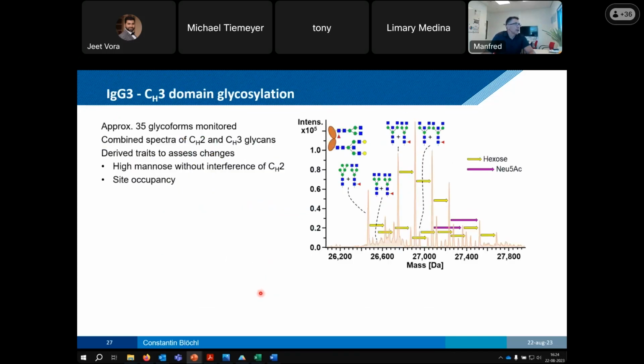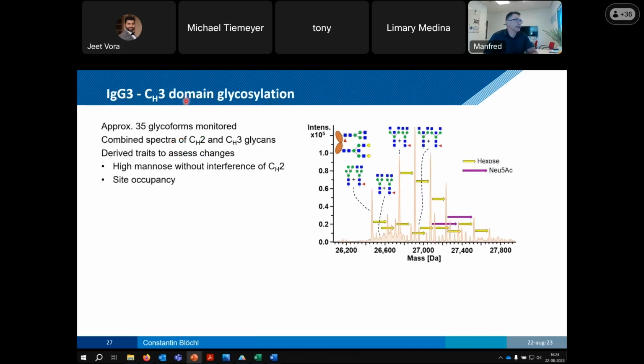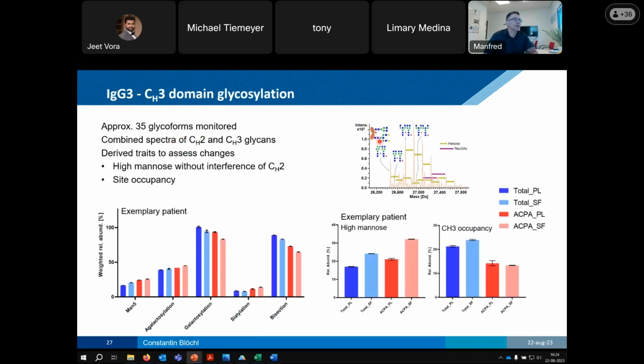Now, for IgG3, we do not only have the CH2 domain glycosylation, but also a CH3 domain glycosylation. And that's shown here. So we have two different domains, both of them glycosylated. Here, the CH2 domain glycosylation, which you find on virtually all subclasses, but then on IgG3, as I said, also the CH3 domain. And then we have an integrated pattern of these two glycosylation sites given here. And here Konstantin is just demonstrating that we can measure this with very high precision.